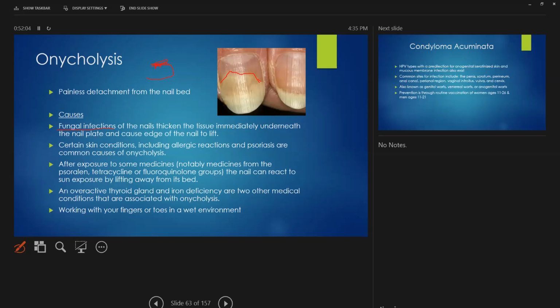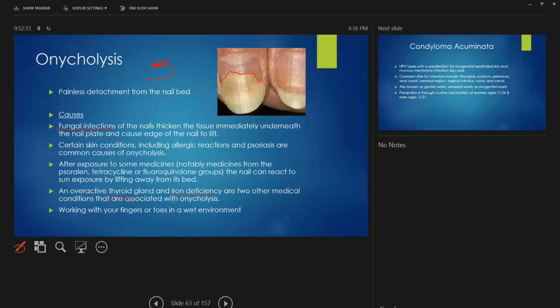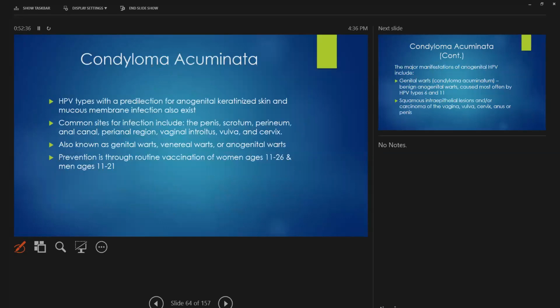Skin conditions like allergic reactions and psoriasis can cause it. Medications, most notably your tetracyclines and fluoroquinolones, can cause it. Overactive thyroid gland or iron deficiencies can also cause that. So I think a good take home is just to remember that thyroid problems and iron deficiency can cause problems with our skin and nails. Also, if you're working in a wet environment for an extended period of time, that can be problematic as well.